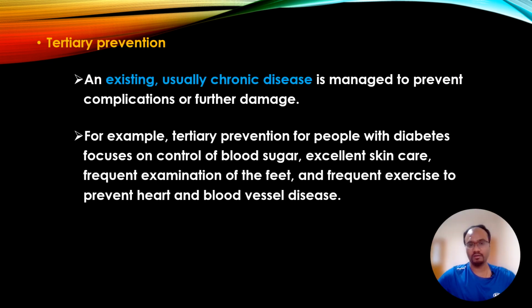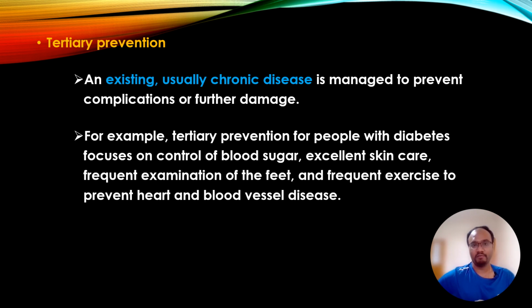And let us see tertiary prevention. Existing, usually chronic disease is managed to prevent complications or further damage. For example, in a patient with diabetes, tertiary prevention focuses on control of blood sugar, excellent skin care, frequent examination of the feet, and frequent exercise to prevent heart and blood vessel disease.